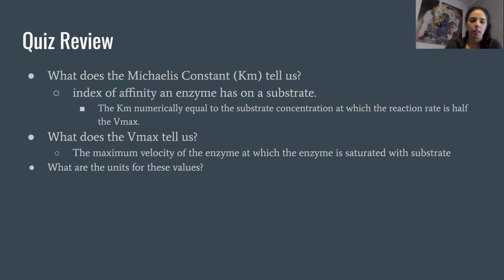So I already talked a bit about this. What are the units for both of these values? The Km value is going to be reported in micromolar, while the Vmax is a velocity, which is nanomoles over minute. And that nanomoles is the p-nitrophenol, which is our product.